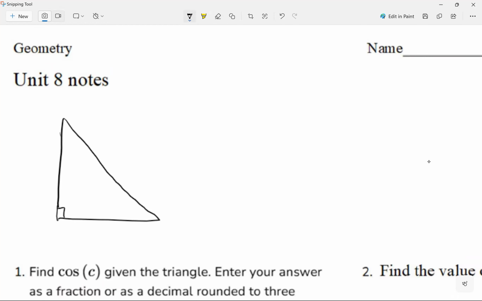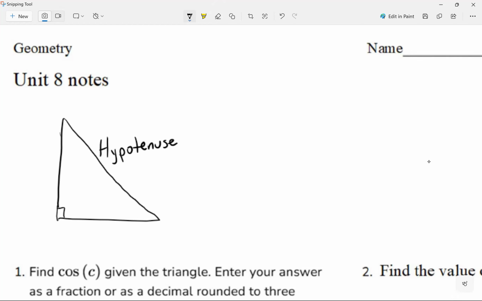Now, I know when we talk about the Pythagorean theorem, remember the a squared plus b squared equals c squared thing, you guys learned that the biggest side of the triangle is called the hypotenuse, and we're still going to call it hypotenuse. That is not going to change. So we're going to call this the hypotenuse.